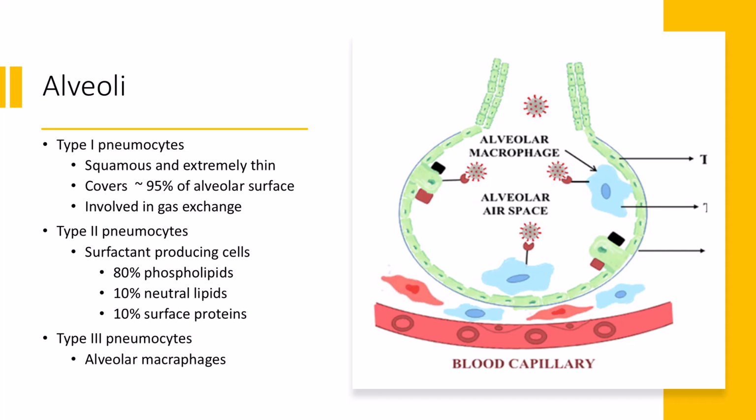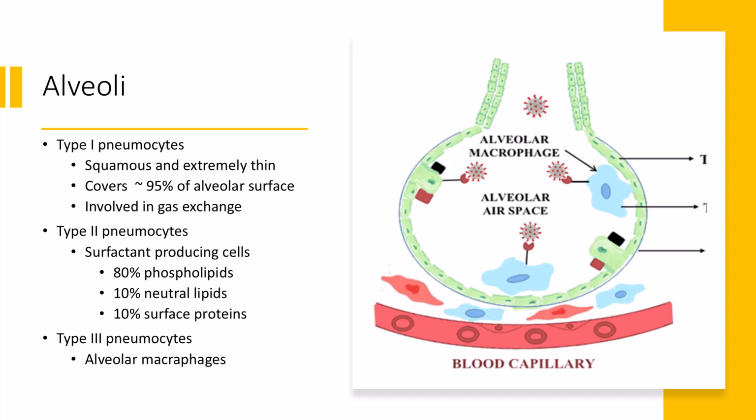Type 1, Type 2, and Type 3 pneumocytes are specialized cells in the alveoli of the lungs, each playing distinct roles in maintaining lung function and supporting gas exchange. Type 1 pneumocytes are thin, flat cells that cover the majority of the alveolar surface. Their primary role is to facilitate gas exchange. Their extremely thin structure allows oxygen to diffuse from the alveoli into the bloodstream, and carbon dioxide to move from the blood into the alveoli for exhalation.